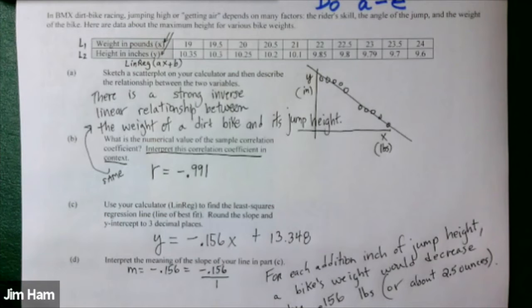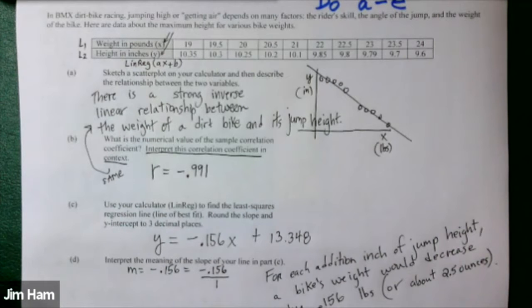Draw the scatter plot in part A. You might want to just write it down, even though it doesn't tell you to write it down, just so you can see that as the X value goes up, the Y value goes down. In context, you can say something like the heavier the bike is, the smaller the jump height. It won't be able to jump as high if it weighs as much.